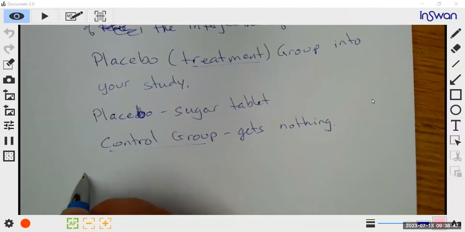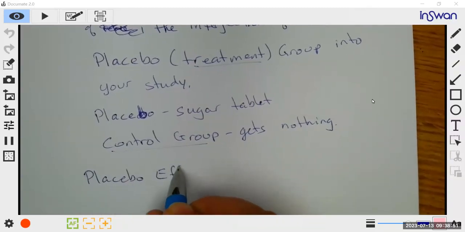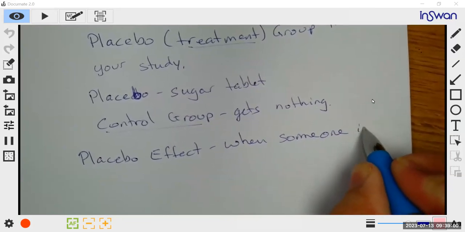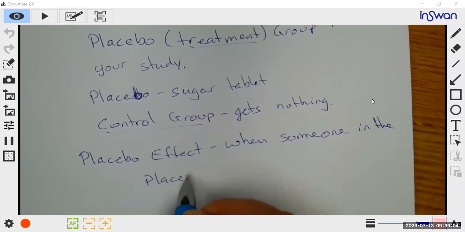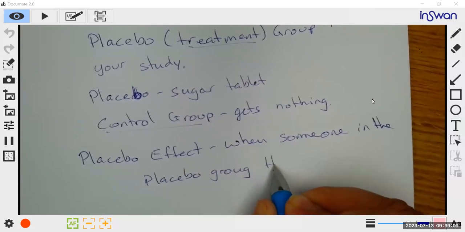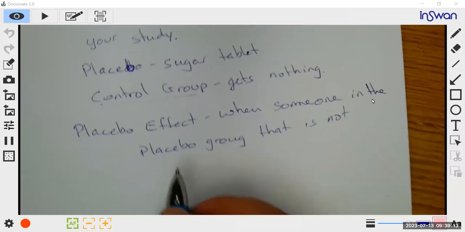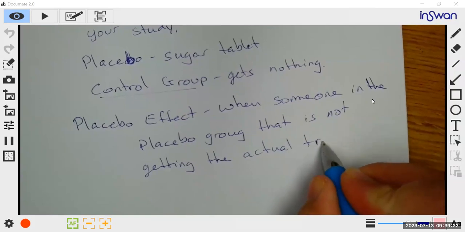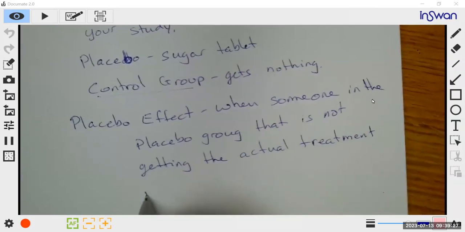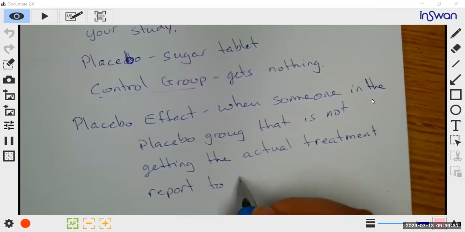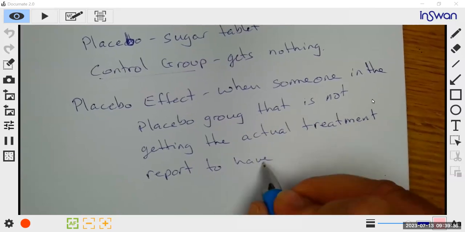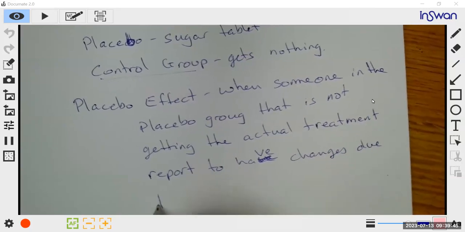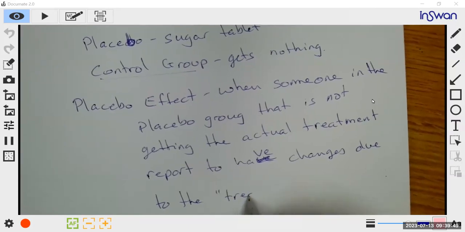The placebo effect is when someone in the placebo group, who is not getting the actual treatment, they're getting the fake stuff, reports to have changes due to the treatment.